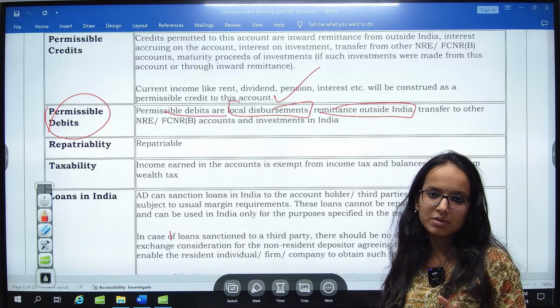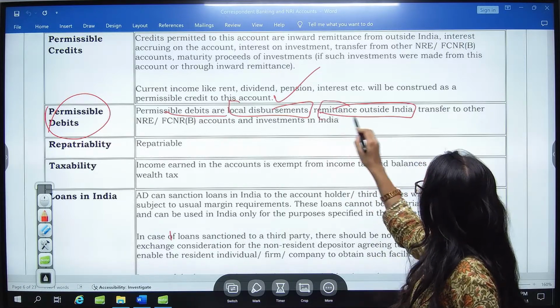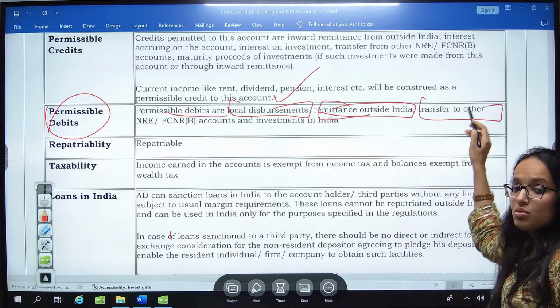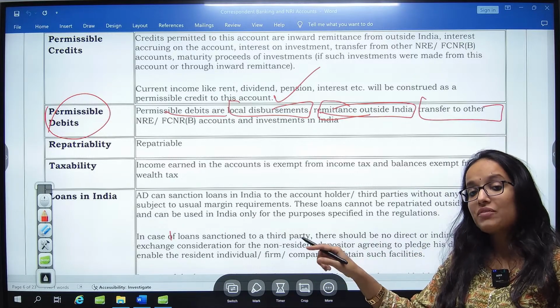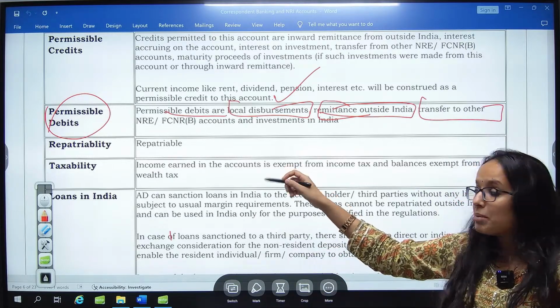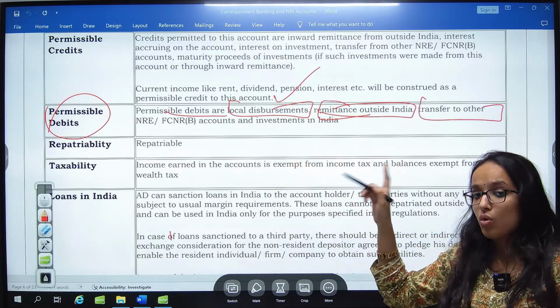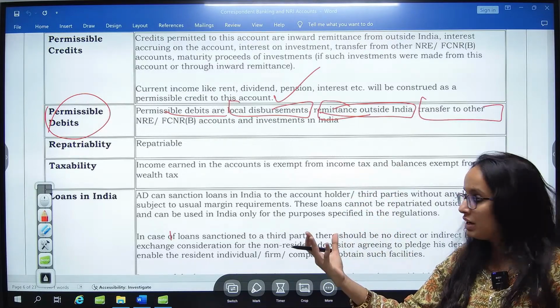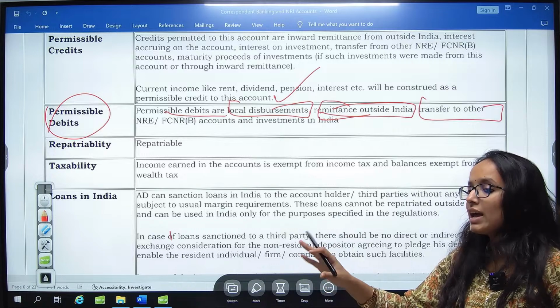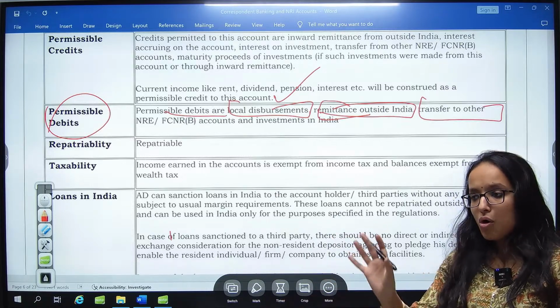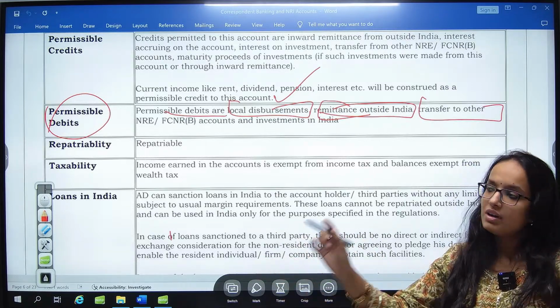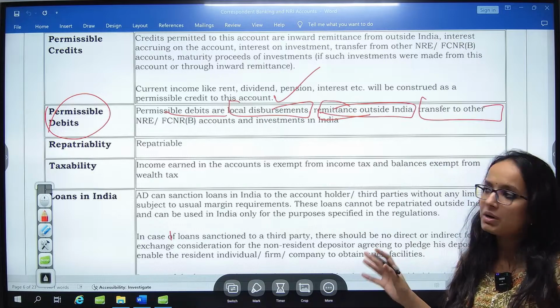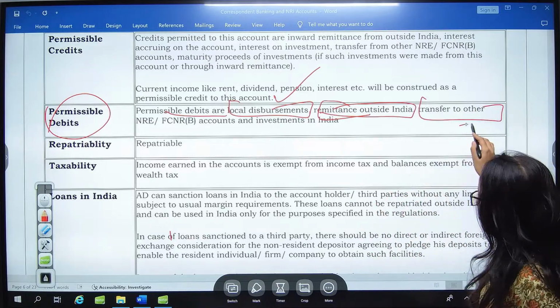the FCNRB account. Okay, so remittances outside India, then transfer to any other NRE or FCNRB account holder. Remember, NRE, not NRO. Okay, so if you want to transfer money to someone who is also an NRE account holder or FCNRB account holder, that is also a permissible debit under the FCNRB account.